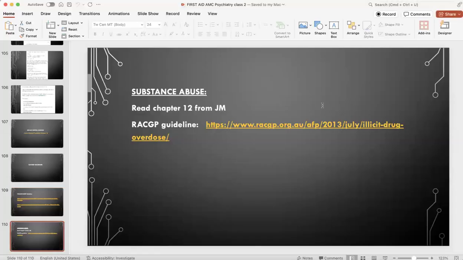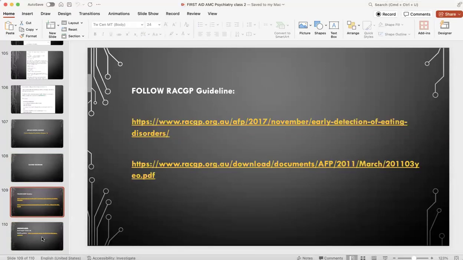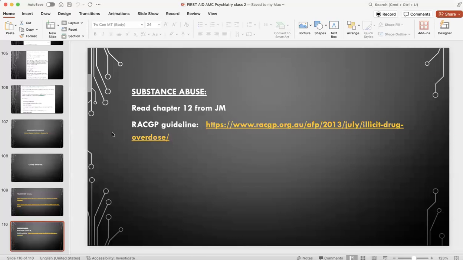So that's basically it. Eating disorder is super important for the exam. Please make sure you go through the RACGP guideline. And substance abuse we already discussed. From RACGP, you can also read a little bit.